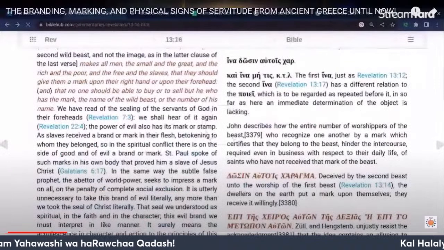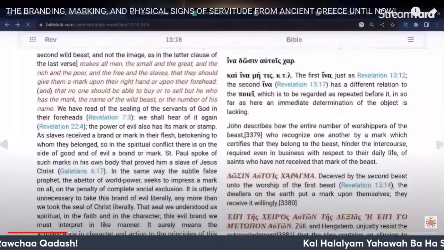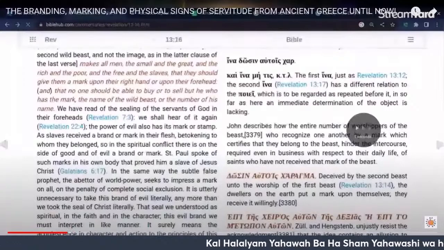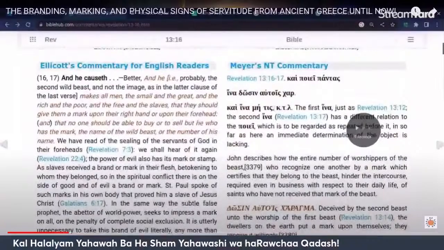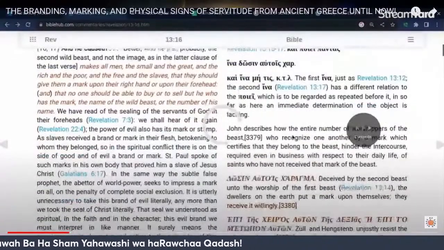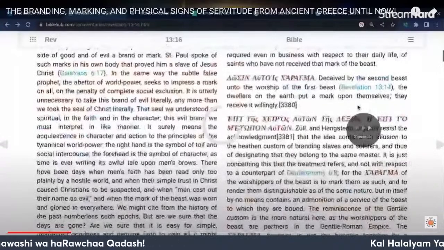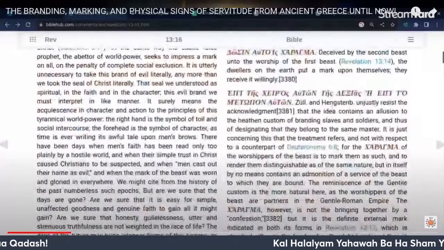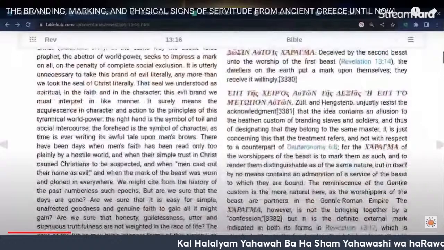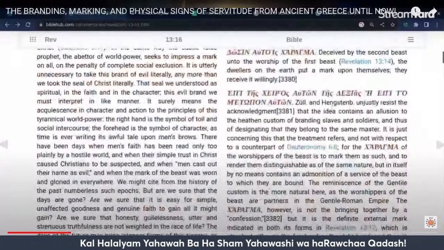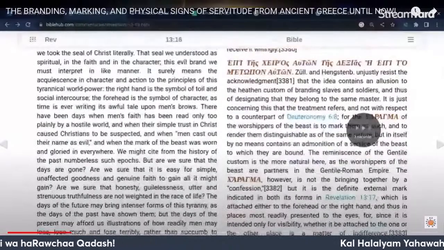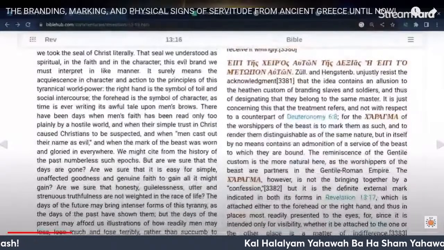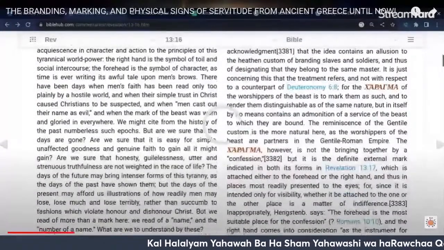All right, let's see here. All right, read that part. All right. I think that a few of them go into that whole Dionysus in 3 Maccabees. I'm just going through the commentary real quick.